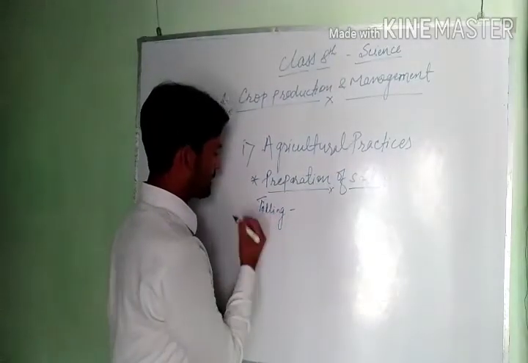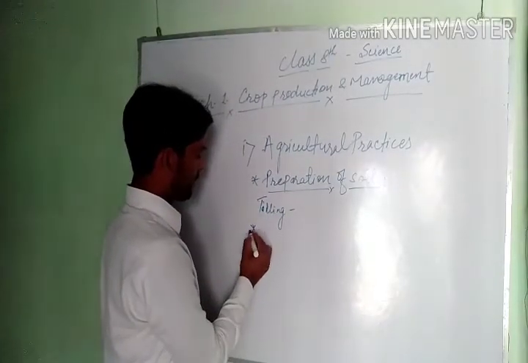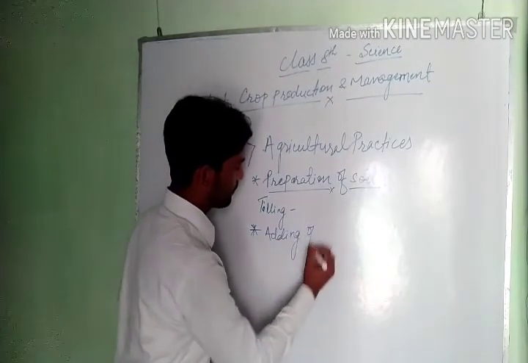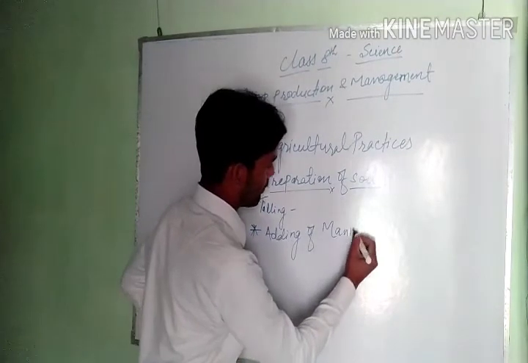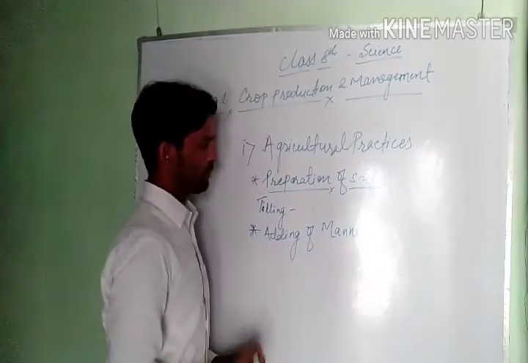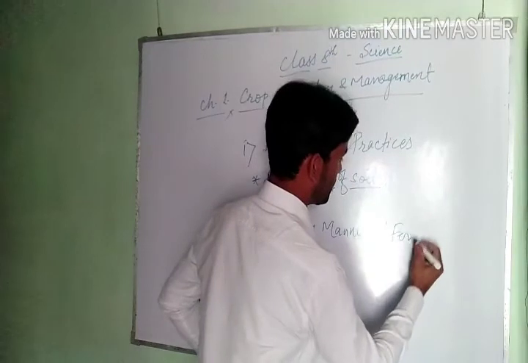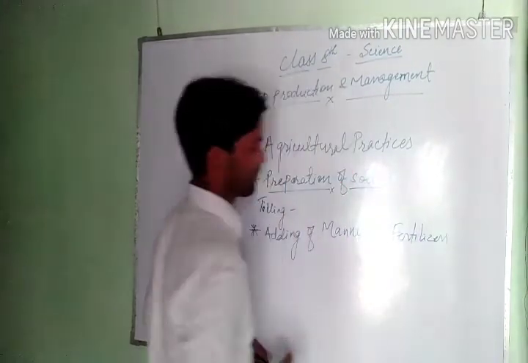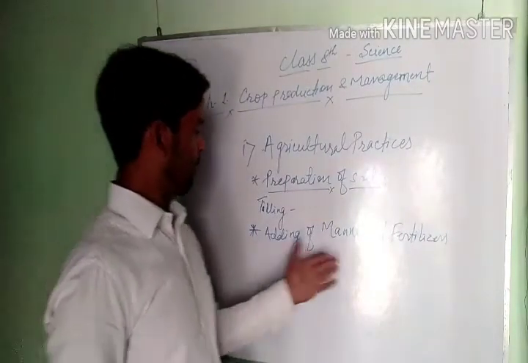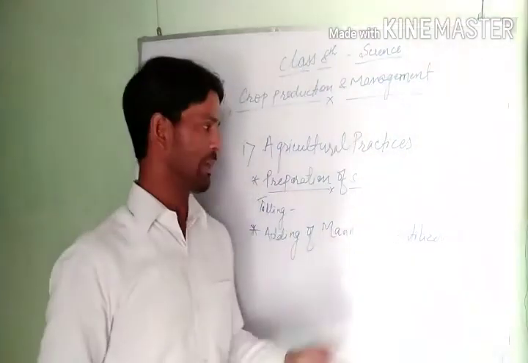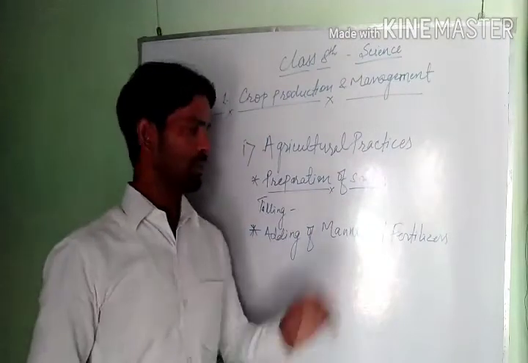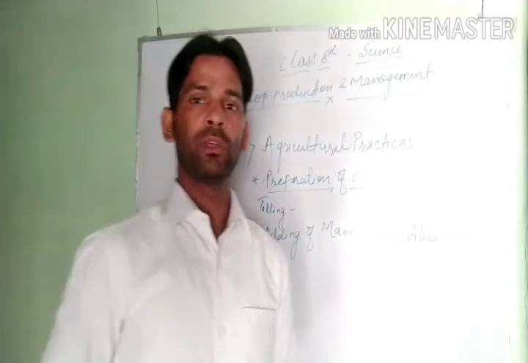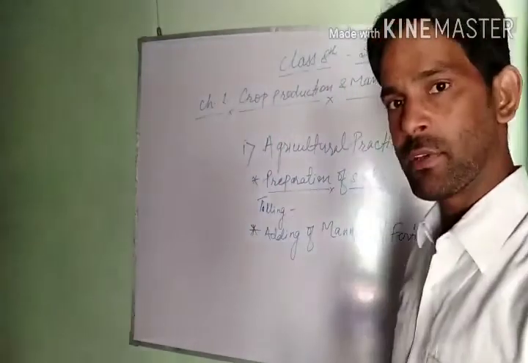So the second step is adding manure or fertilizers. Adding of manure or fertilizers. By using this, the crops can be found in sufficient amount.